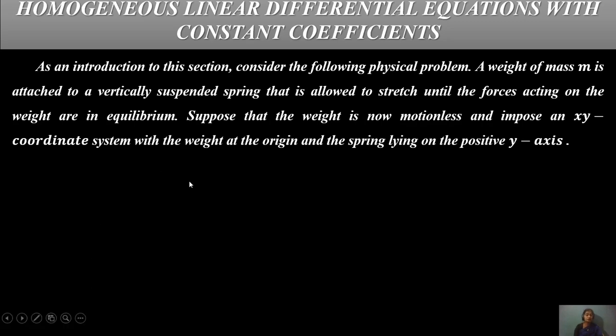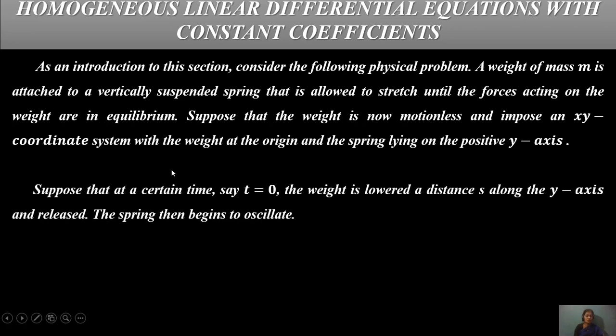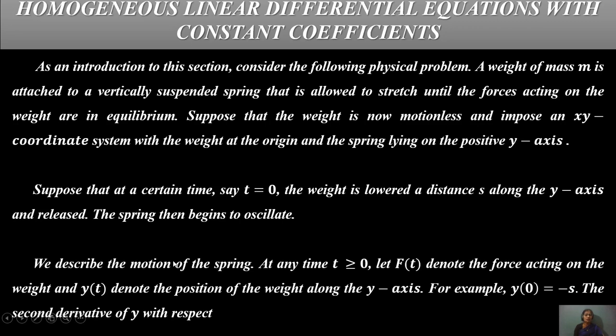In the introduction of this section, consider the following problem. The weight of a mass m is attached to a vertically suspended spring that is allowed to stretch, and forces are applied to act on the equilibrium position. Suppose that the weight is motionless and impose an xy coordinate system with the weight at the origin and the spring lying along the y-axis. Suppose that at a certain time, say t equals 0, the weight is pulled to a distance along the y-axis and released. The spring then begins to oscillate. We describe how the spring moves in this form.